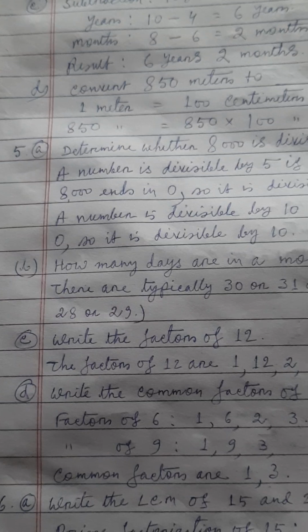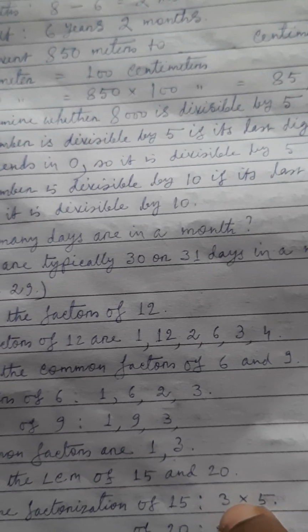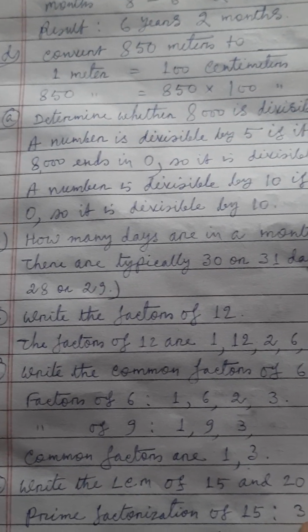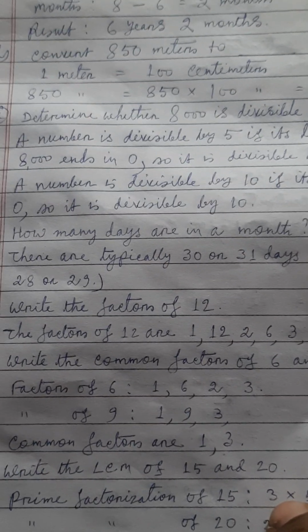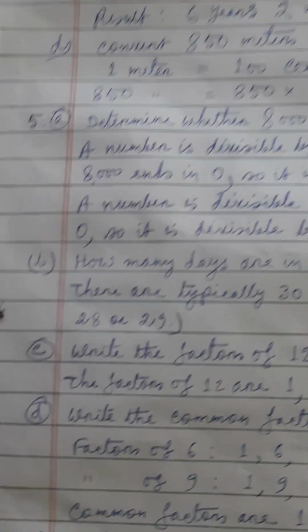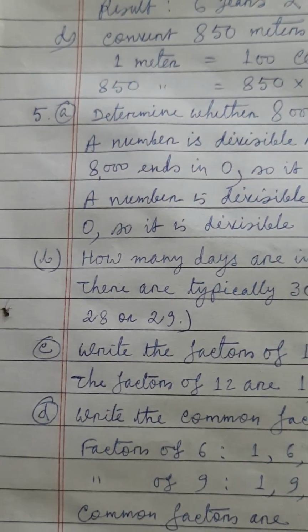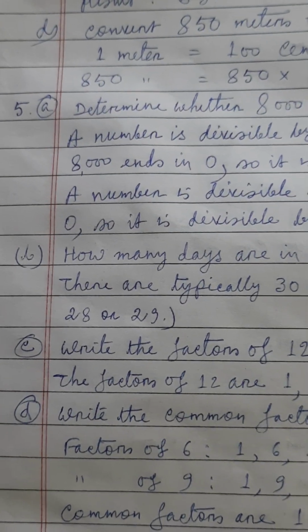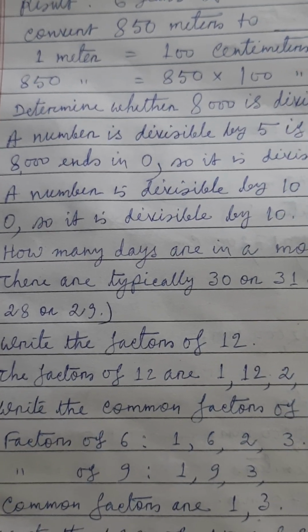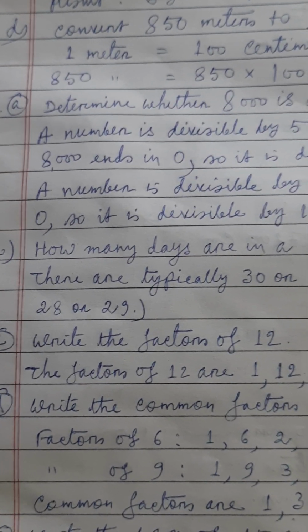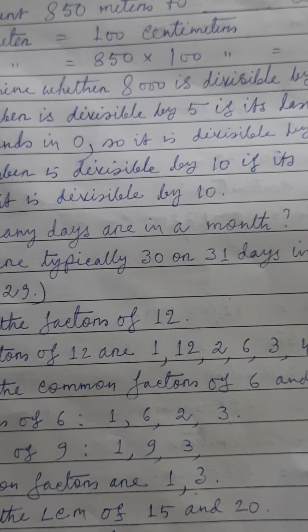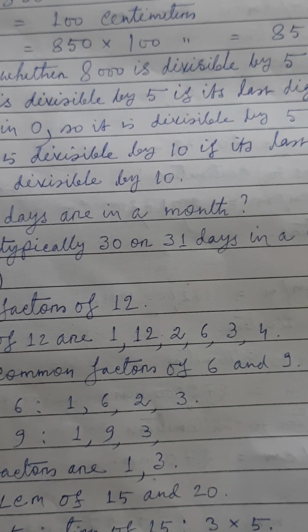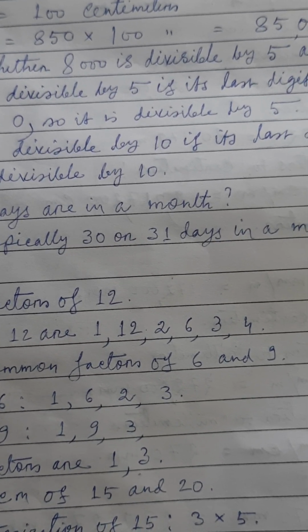Question number B. How many days are in a month? There are typically 30 or 31 days in a month. February has 28 or 29. Question number C. Write the factors of 12. The factors of 12 are 1, 12, 2, 6, 3 and 4.